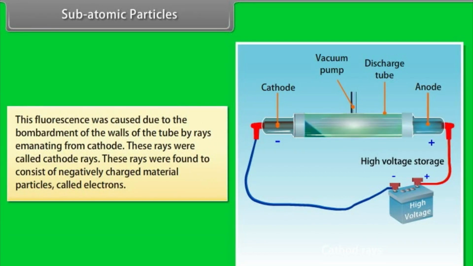This fluorescence was caused due to the bombardment of the walls of the tube by rays emanating from the cathode. These rays were called cathode rays. These rays were found to consist of negatively charged material particles called electrons.